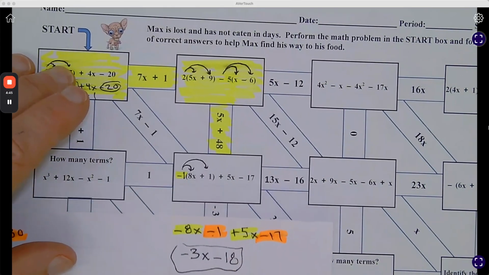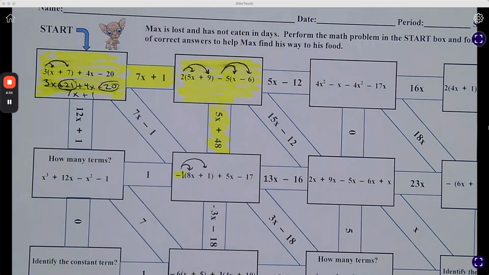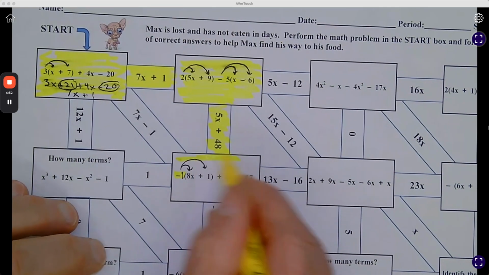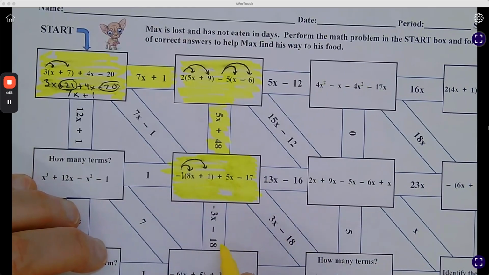Let's see what we got. Oh, there it is right there. I got a little scared. I didn't see it at first. All right, so I like to color in the box. And I like to color this.